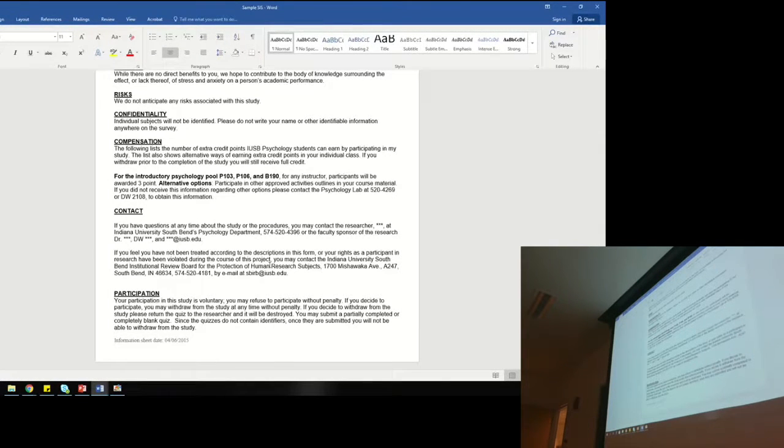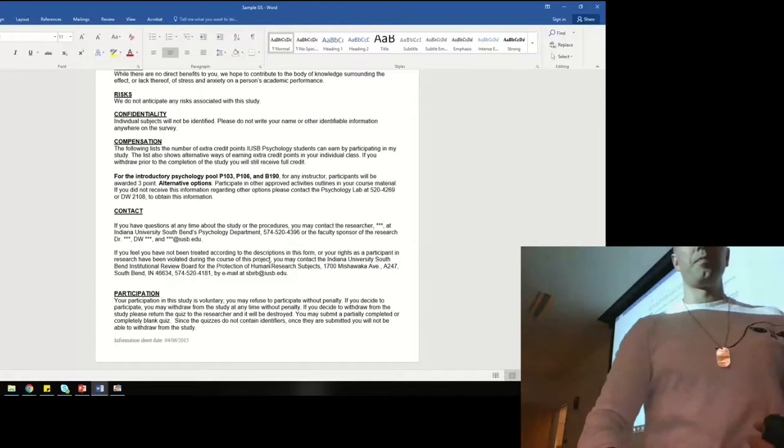So if you're running face-to-face, this is one of the first pages that you hand to them when they show up. If you're doing it online, this is the first page that they come to when they see that link. And it's basically the information that they need in order to consent to that participation.